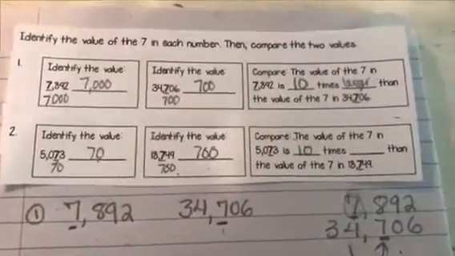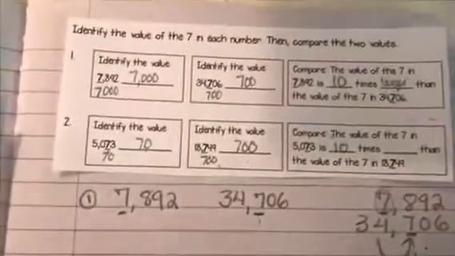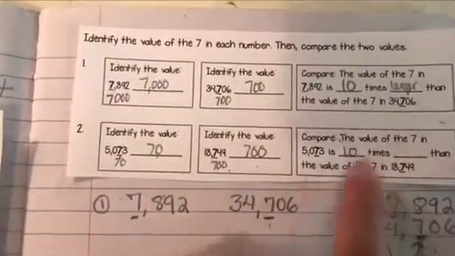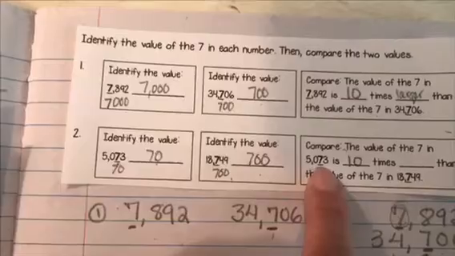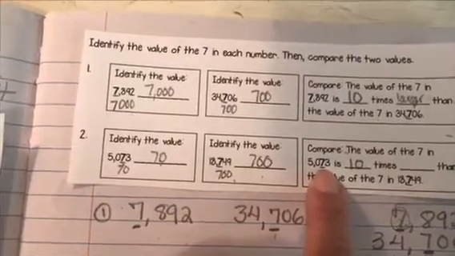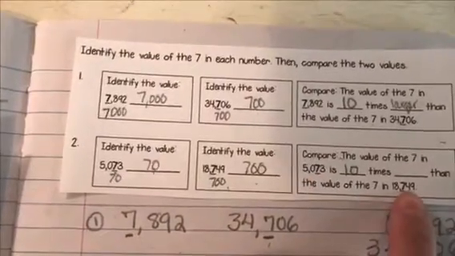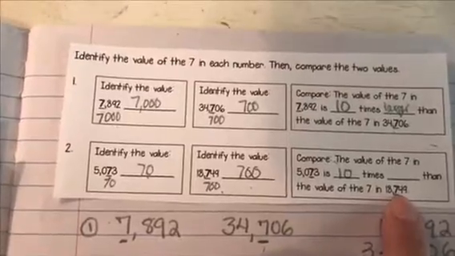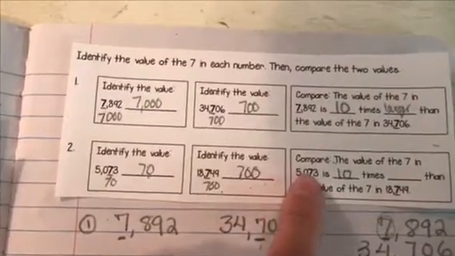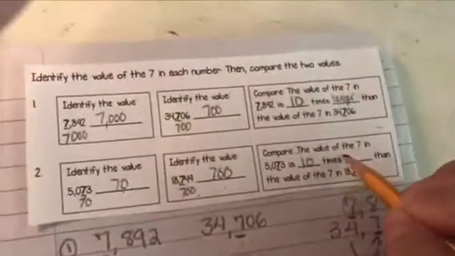Now I have to figure out if it's smaller or larger. They're asking me, is the 7 in this number, where the 7 is in the tens place, smaller or larger than the 7 here? This 7 is in the hundreds place. So this one is smaller because it's in the tens place. So I can write in the word smaller.